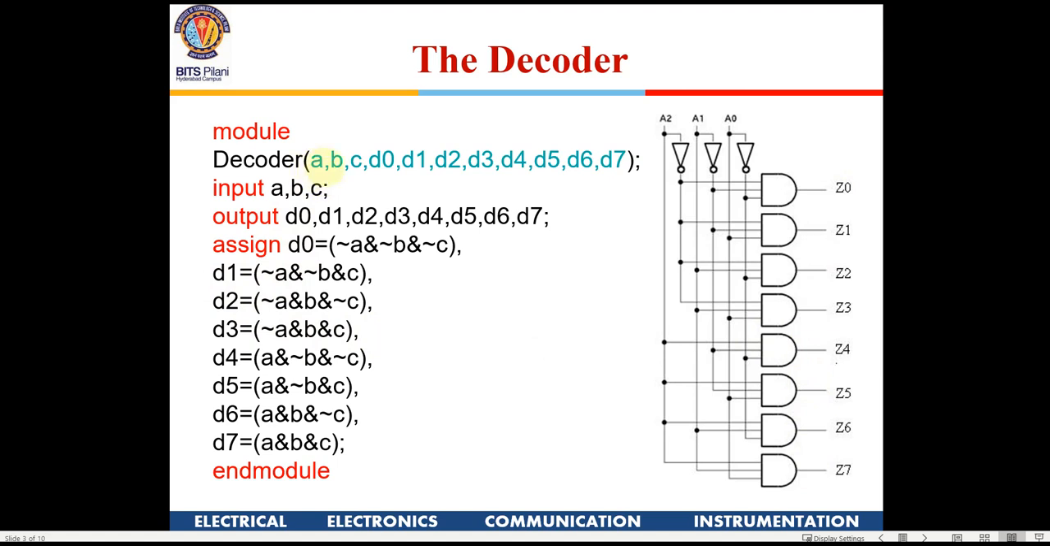we can do is, we take A, B, C as the three inputs and D0 to D7 as the 8 outputs. We can simply assign each of D0 to D7 with a Boolean expression. The first one, D0, is not A, not B, not C. Similarly, D7 is A and B and C. So this is a straight one-to-one mapping. This is how we implement a decoder module in Verilog.